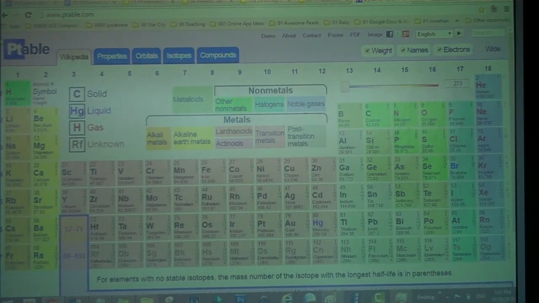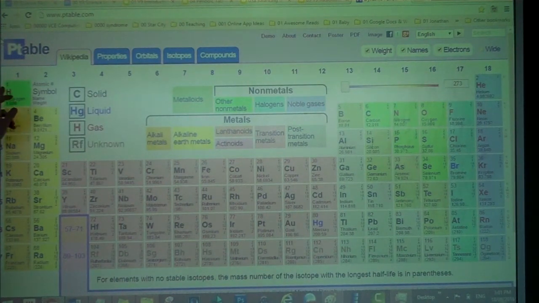Okay, so there's the periodic table. It's organised by what? How is it organised? Well, okay, it's numbered from 1 to 118. What's the basis of that numbering? Atomic number. Atomic number, the number of protons.